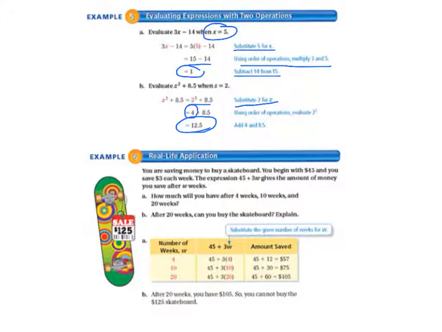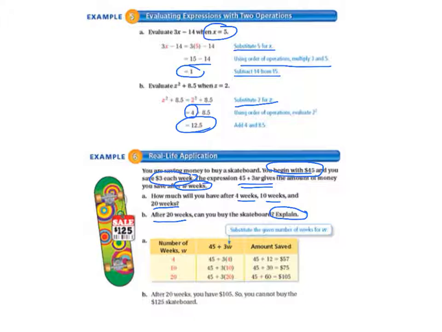Finally, we get to example 6, the real-life application. We're saving money to buy a skateboard. We begin with $45, and we save $3 each week. So that's important information. We're going to use our close reading strategies and circle that. The expression 45 plus 3w gives the amount of money we save after w weeks. How much money will we have after 4 weeks, 10 weeks, and 20 weeks? Is the first question, and then it asks, after 20 weeks, can we buy the skateboard? And explain.